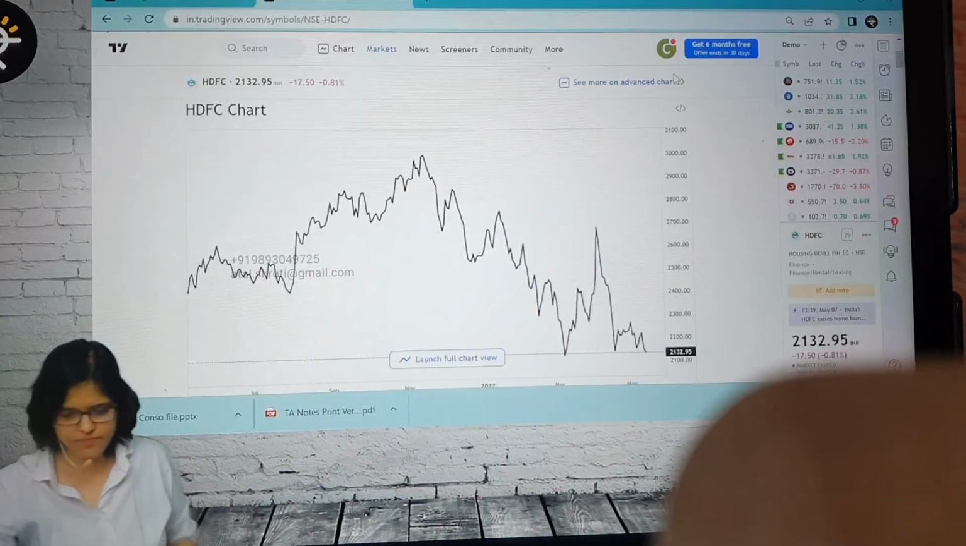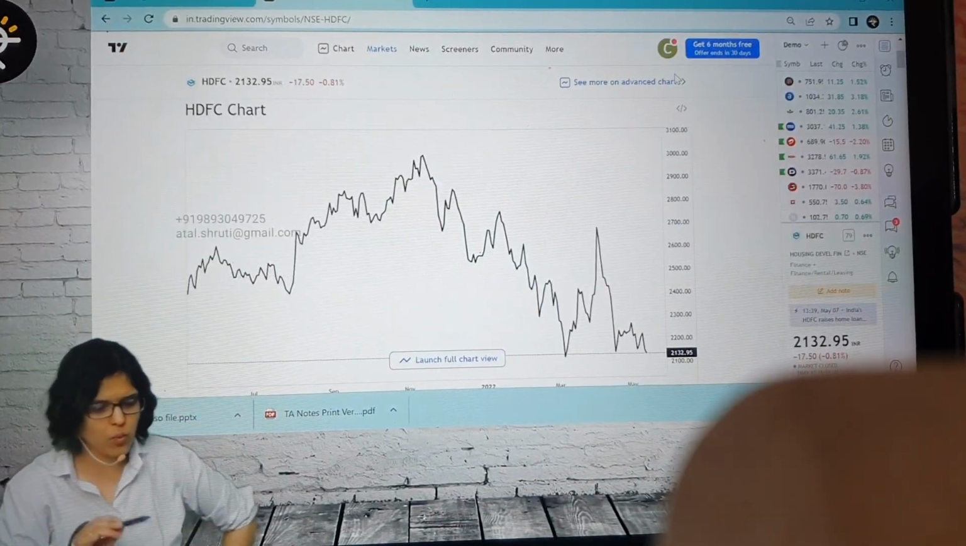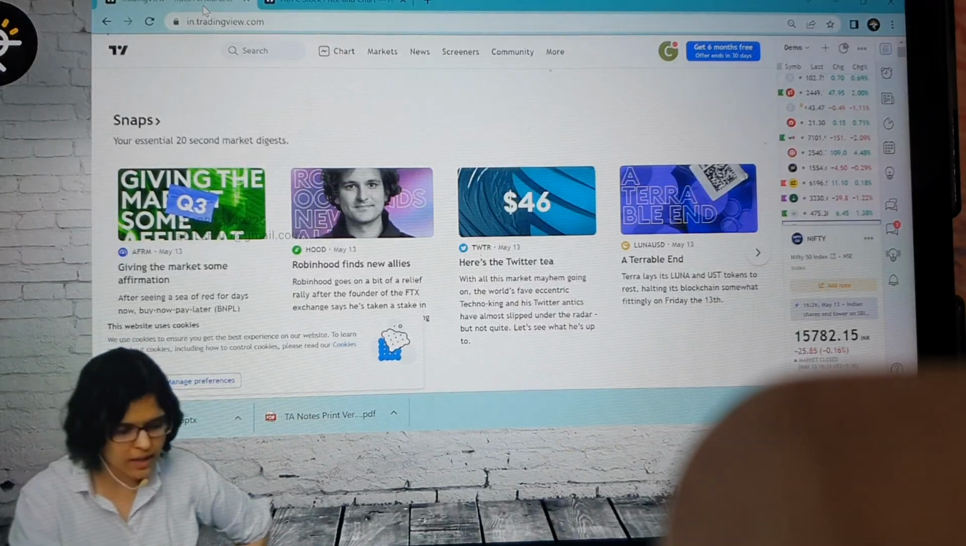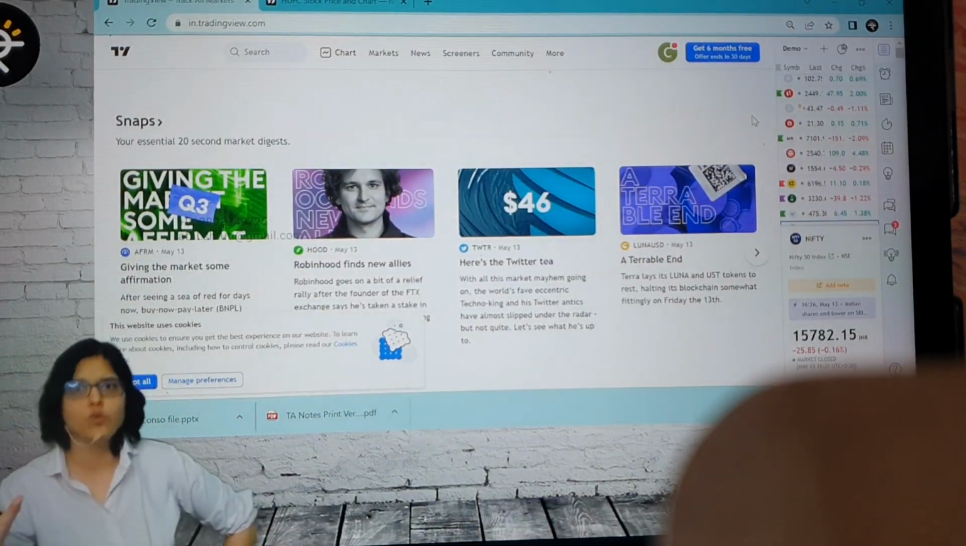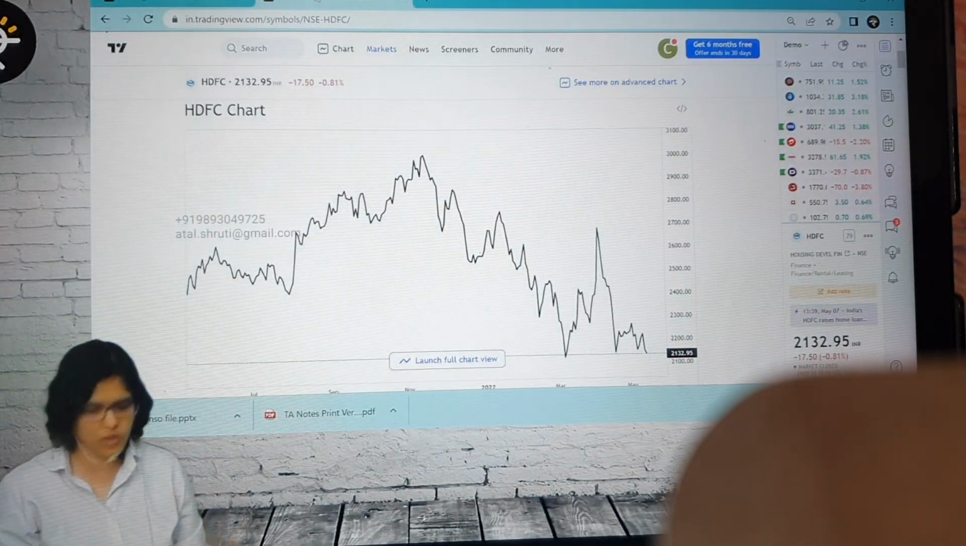Can I go back to the TradingView chart? Yes. Again, pay attention. So, what did I do? First of all, I went to the TradingView website. Then I hit the search bar. Then I put HDFC. And when I typed HDFC, I had 2 options. Which 2 options? Launch chart or overview. And I clicked on see overview. So this is the overview I can see. This is the basic line chart that you can see here.